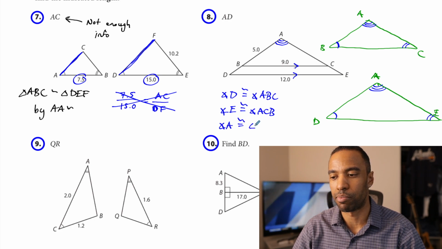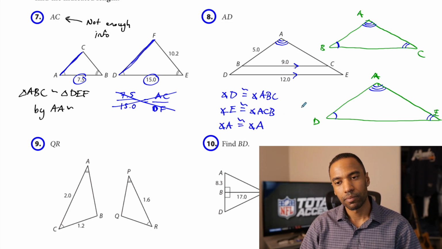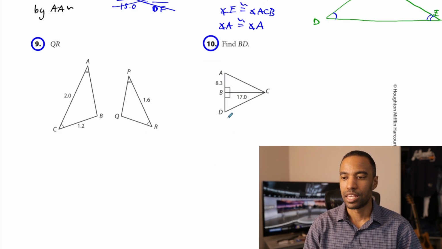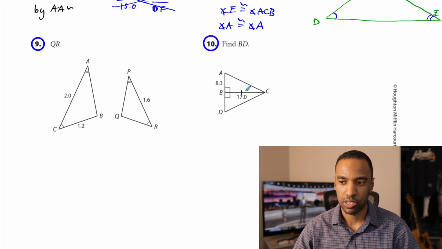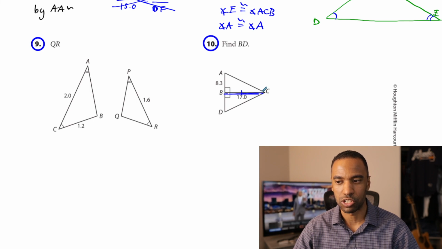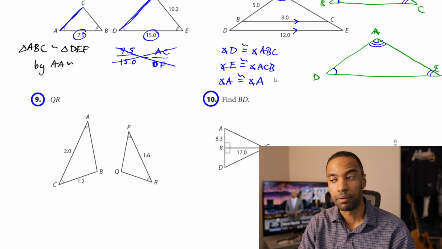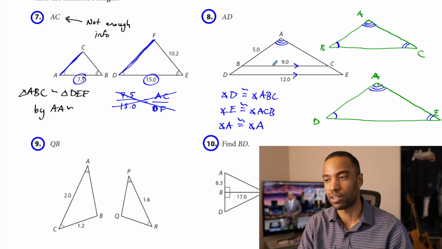That's something called the reflexive property, where you're sharing a part in a drawing. Technically, this uses the reflexive property as well because it shares a side. The CB is a shared side in both of these. We're not talking about that here, but that's the reflexive property in use.